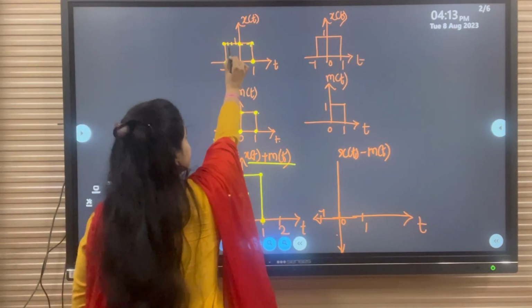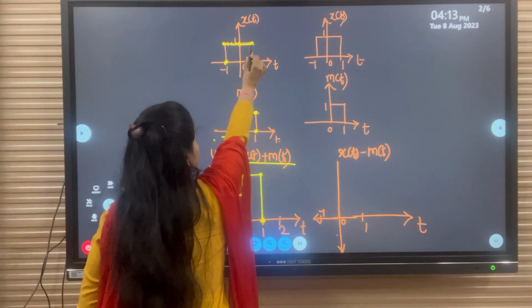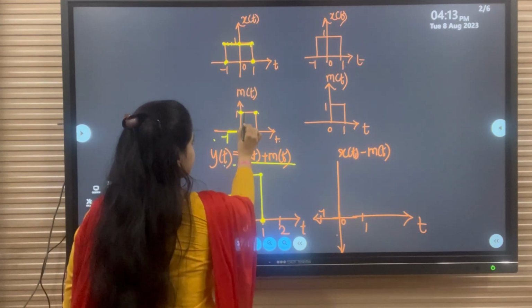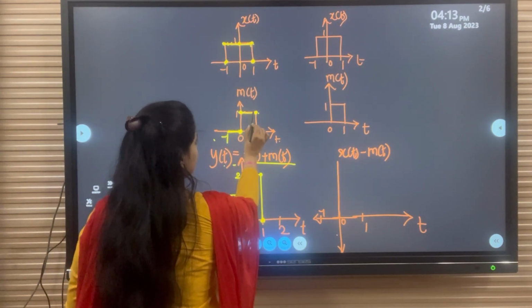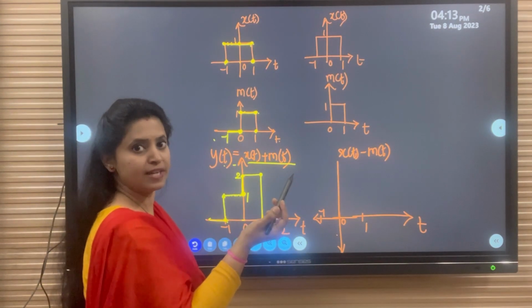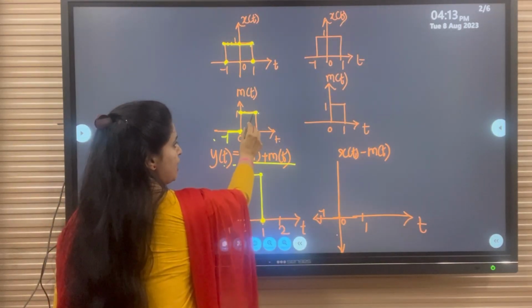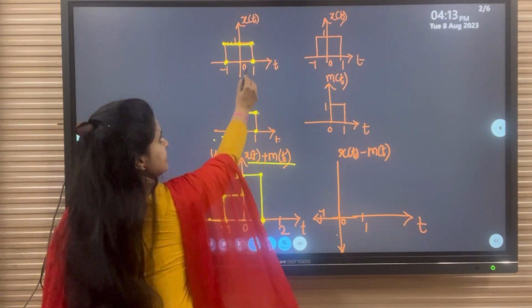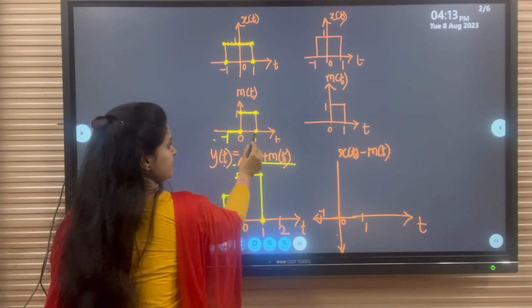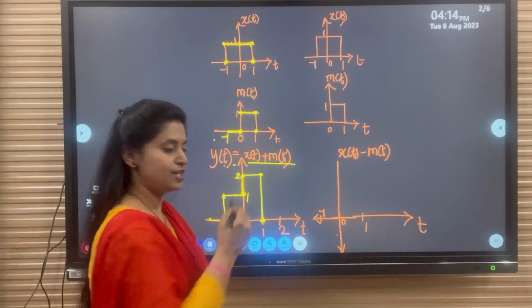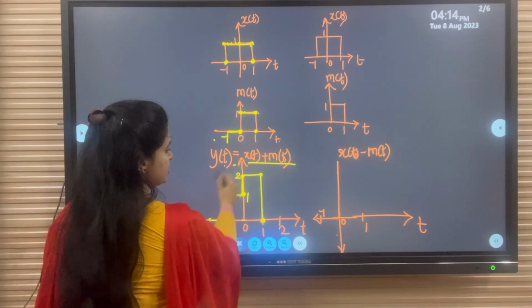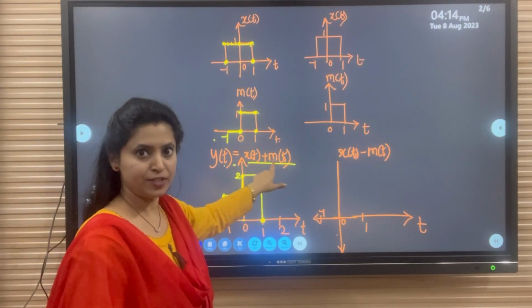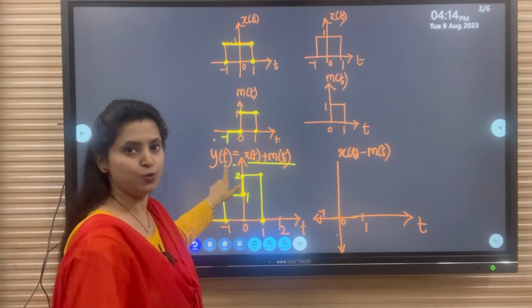It means that this signal is continuously having amplitude 1. This signal is continuously having amplitude 1. So the first point you have to consider as 1. So 1 plus 1 is equal to 2. Then the second is 0 and here 0. So 0 plus 0 is equal to 0. So this is your final x of t plus m of t as your output signal.